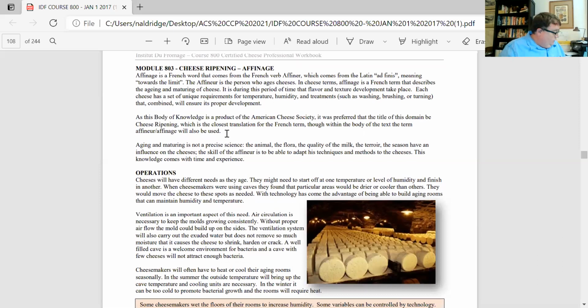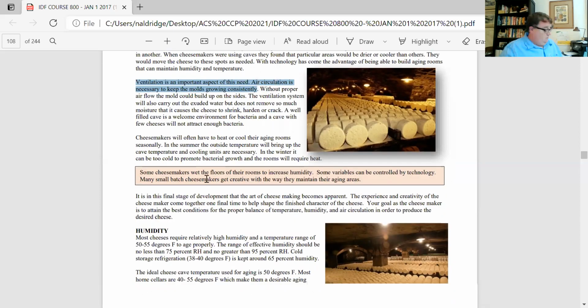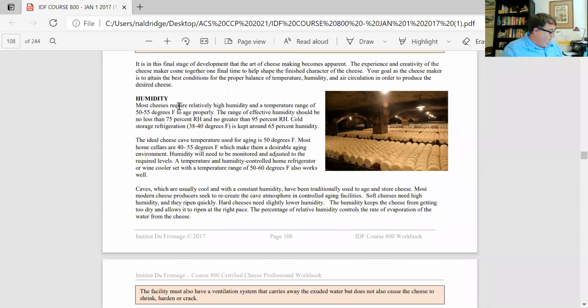Under operations here, ventilation right here. So I've got that air circulation is necessary to keep the molds growing consistently. I see that being a question. And we're going to continue on down. Under humidity, I would read about humidity and know that the ideal cheese cave temperature used for aging is 50 degrees Fahrenheit. That sounds like an easy little fact to remember.